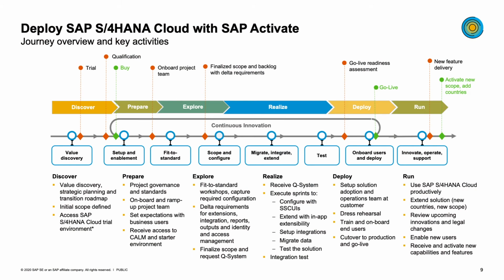So we are going to deep dive into the methodology and look at the 6 phases of the methodology that Activate is structured around. You can see them in the middle or slightly above in the middle of the slide in those colorful chevrons. We're starting with Discover phase, then we go into the Prepare phase, Explore, Realize, Deploy, and Run. So those are the phases of SAP Activate.